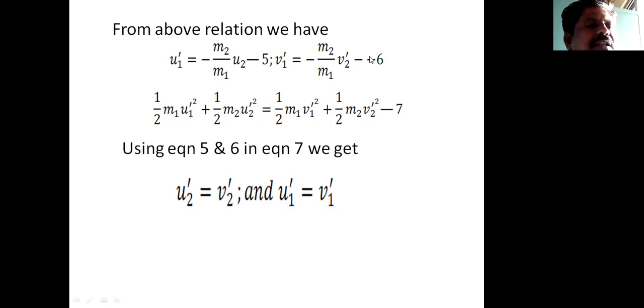So here, the negative sign indicates that U1 dash and U2 dash act along the same straight line but in opposite directions, as shown in the above picture. Similarly, V1 dash as well as V2 dash also act along the same straight line in opposite directions, as shown in the second picture of this diagram.